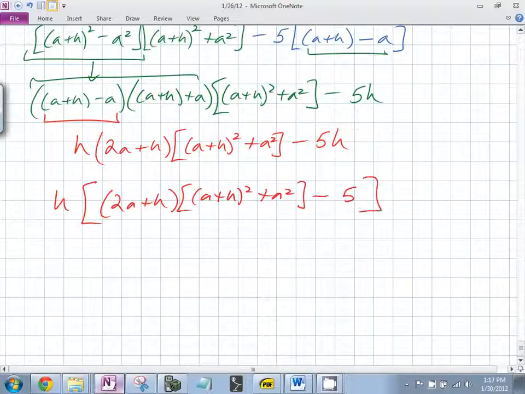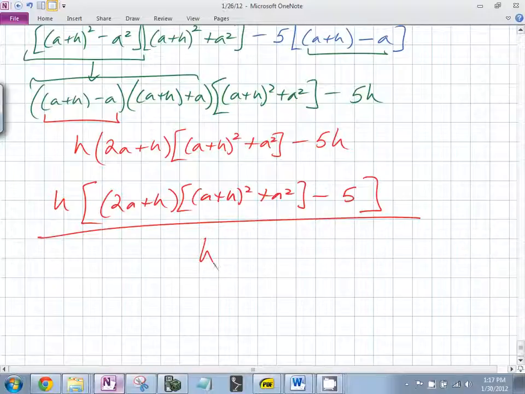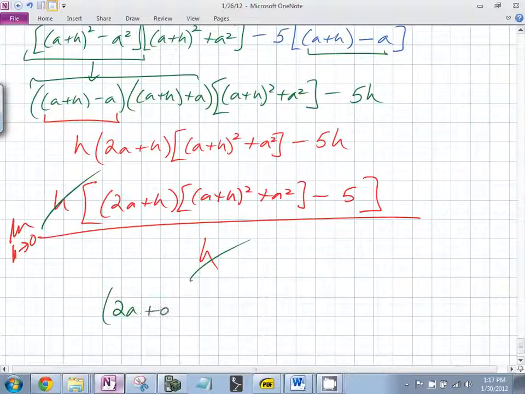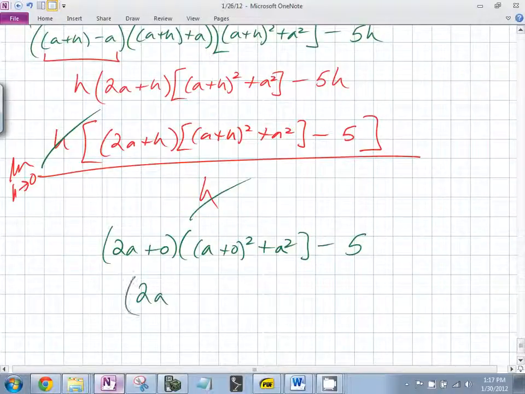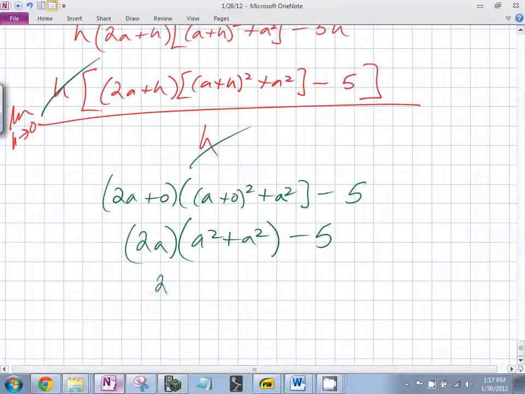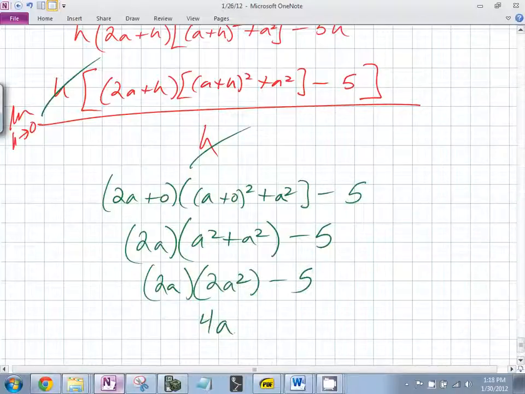And what's this whole thing over? And it's the limit as h goes to 0. What cancels? The h's cancel. And now you plug in 0 for h, and what are you left with? 2a plus 0, times a plus 0 squared plus a squared minus 5. So what are you left with? 2a times a squared plus a squared minus 5. So that's 2a times 2a squared minus 5, which is 4a cubed minus 5.